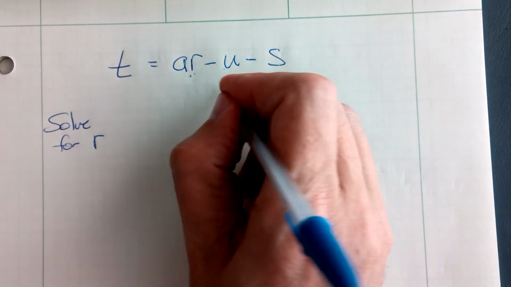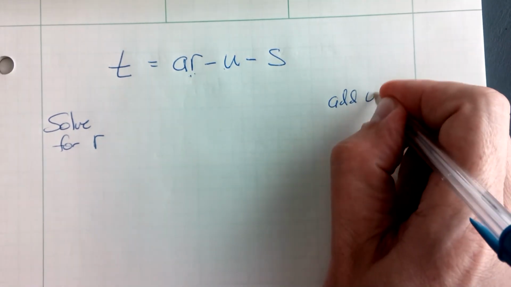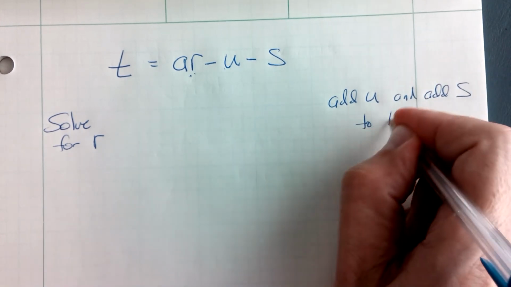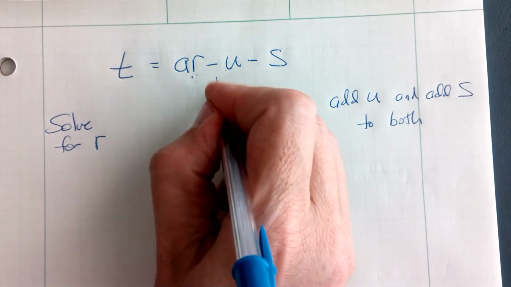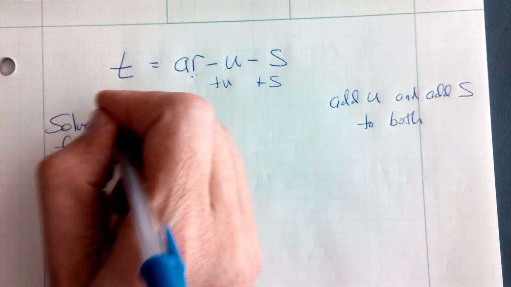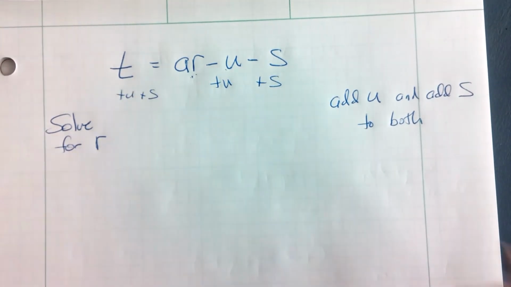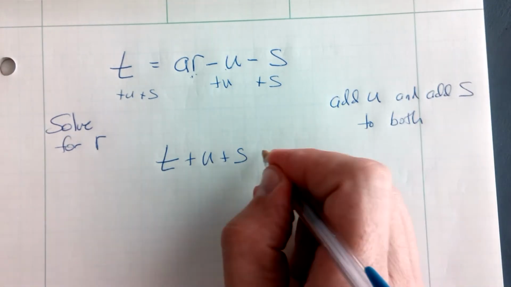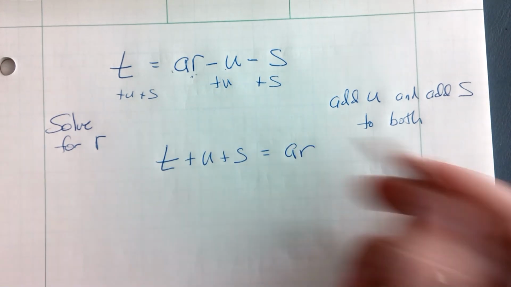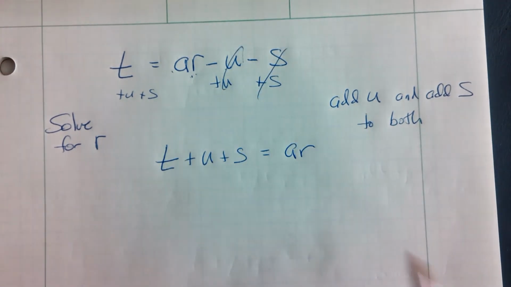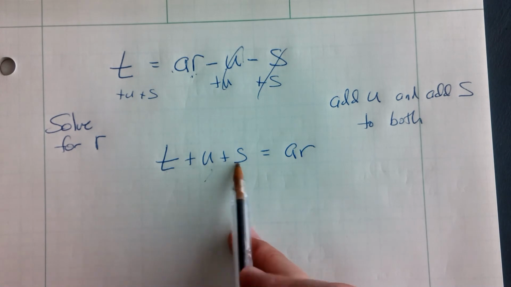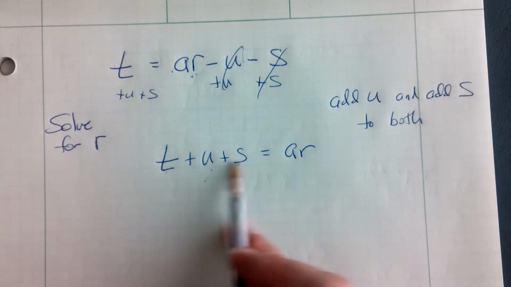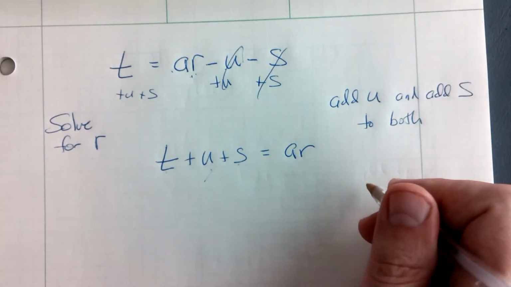So what I'm going to do is first add u and add s to both sides. I'm going to do it in one step. So I'm going to add u, and I'm going to add s. That leaves me t plus u plus s equals the a times the r, because those cancel. Now again, the order of these three really doesn't matter. You could actually have it as u plus t plus s, or s plus u plus t, because of the commutative property. We really don't care about the order of those additions.